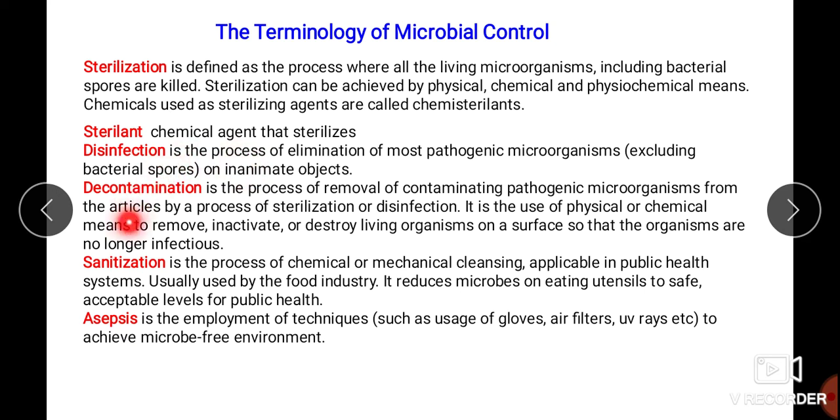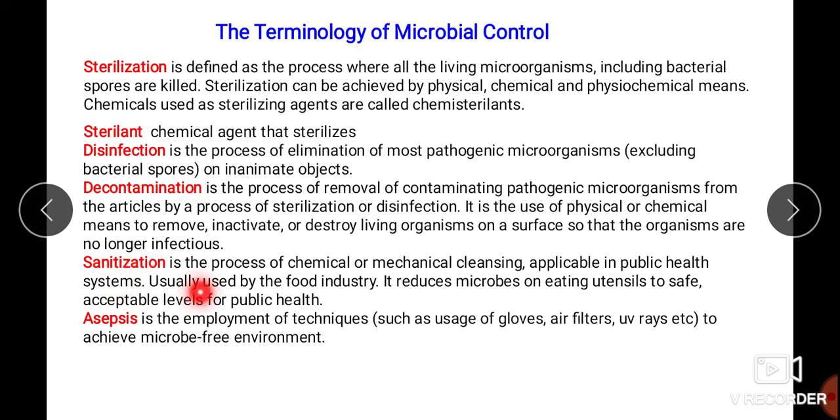The next point is decontamination. Decontamination is the process of removal of contaminating pathogens from an article by a process of sterilization or disinfection. It is the use of physical or chemical means to remove, inactivate, or destroy living organisms on a surface so that the organisms are no longer infectious.